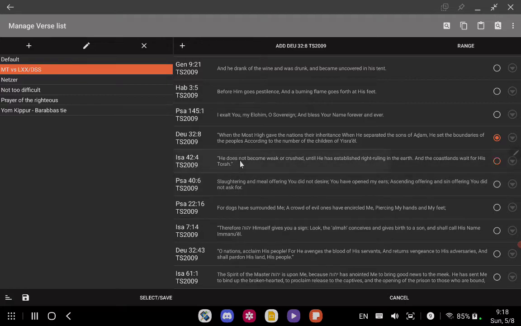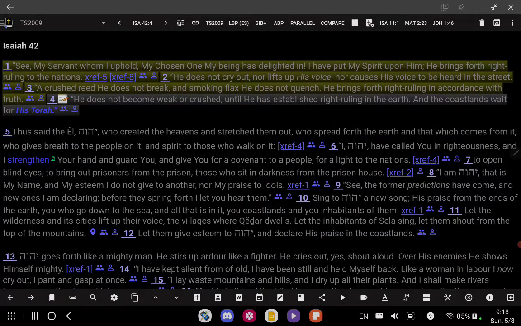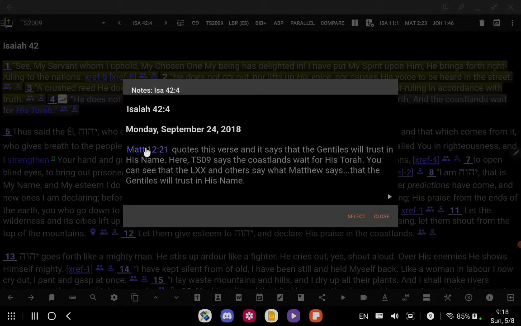All right, so these are starting things that have to do with the Messiah, right? Okay, so Isaiah 42 is talking about, see my servant, okay? So verse 4 says, he does not become weak or crushed until he is established right ruling in the earth, and the coastlands wait for his Torah. So this is interesting. I think in order for us to see what's going on here, we're going to have to go to Matthew, where this is quoted.